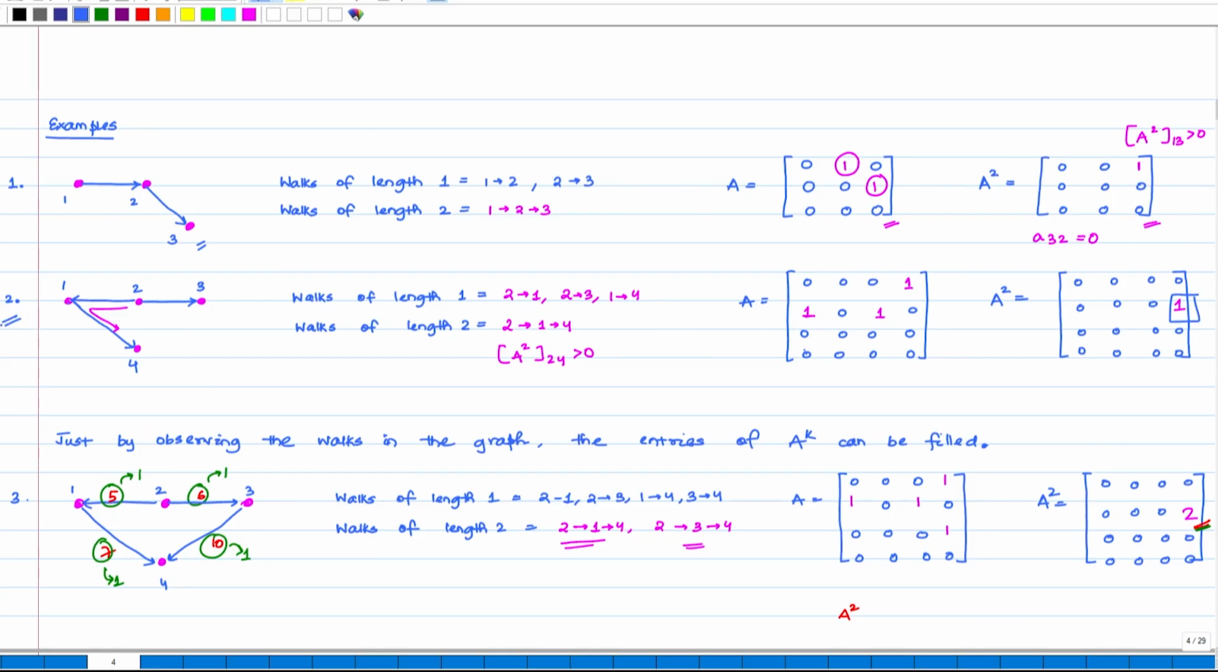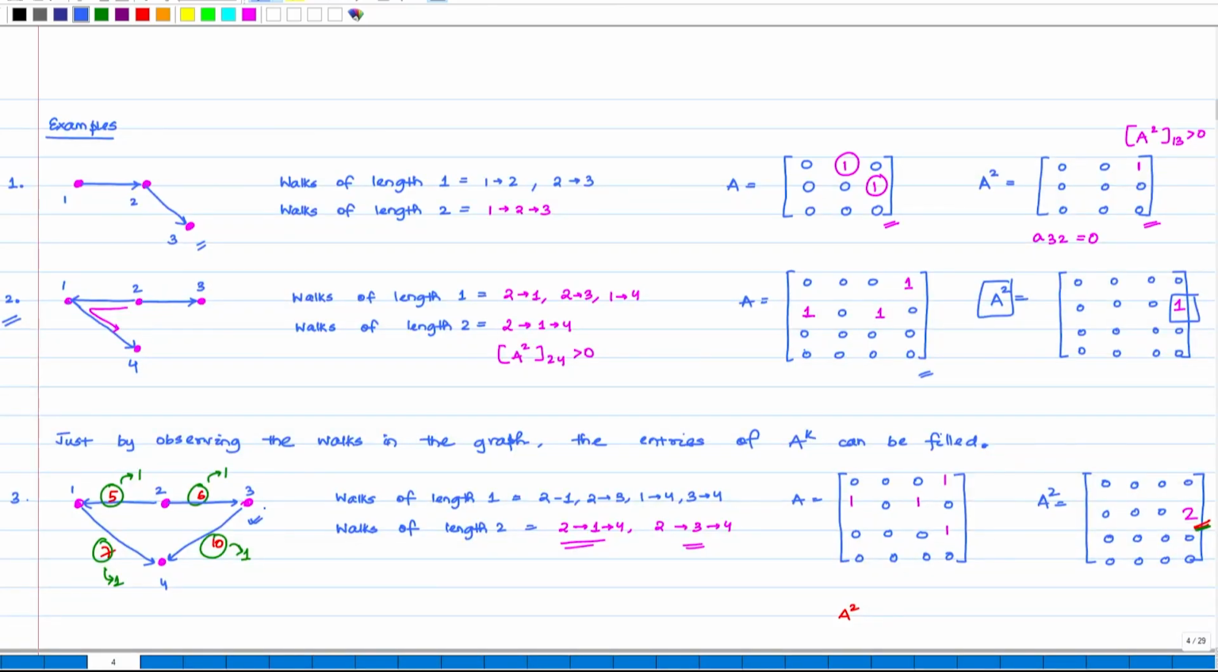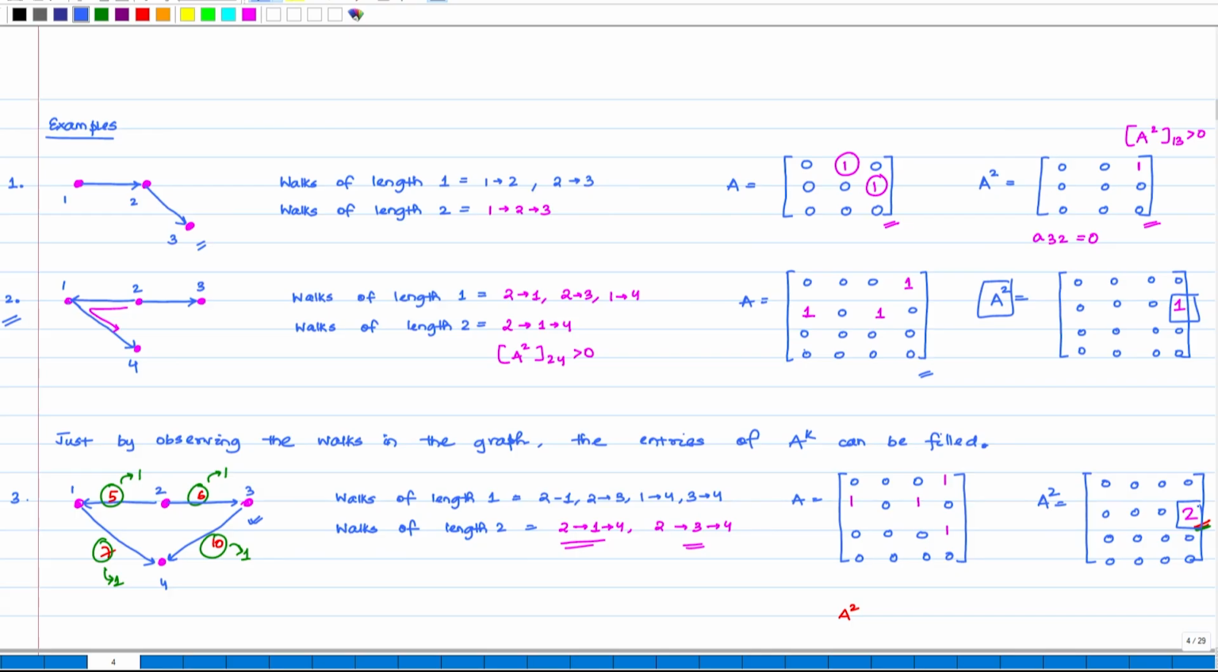For example, in example number 2, we were working with the binary adjacency matrix and we saw the value of A2 to 4 of A square. So, A square signifies walks of length 2. We see that A2 to 4 is equal to 1, meaning there is just one walk of length 2. Similarly, when we modified the graph slightly by adding an edge from 3 to 4, we saw that the number of walks of length 2 increased from 1 to 2. And the same can be observed in the 2 to 4 entry of A square.